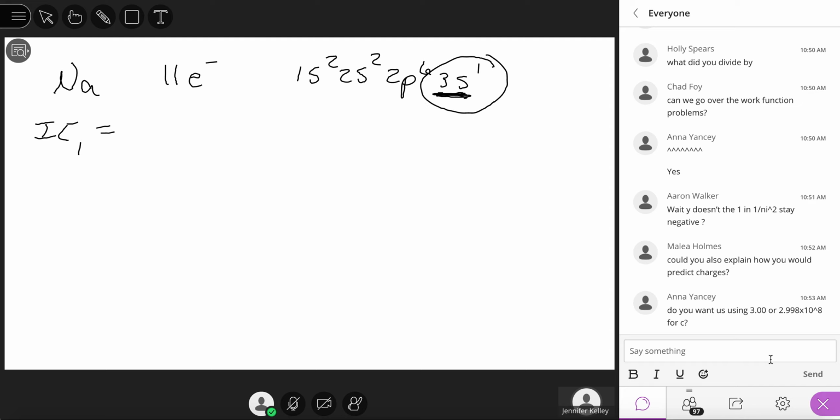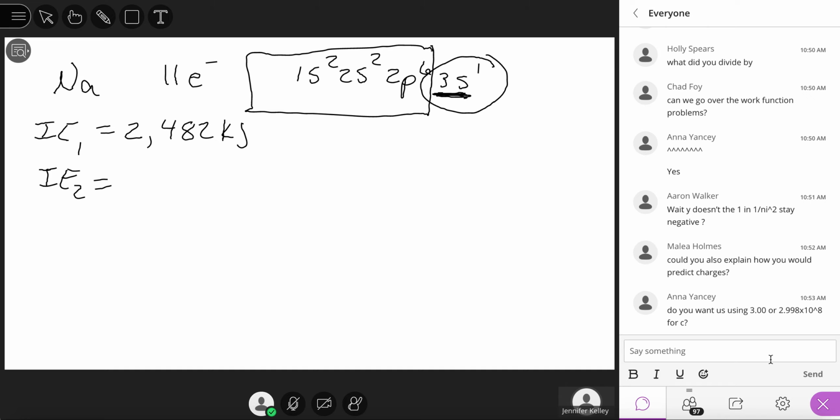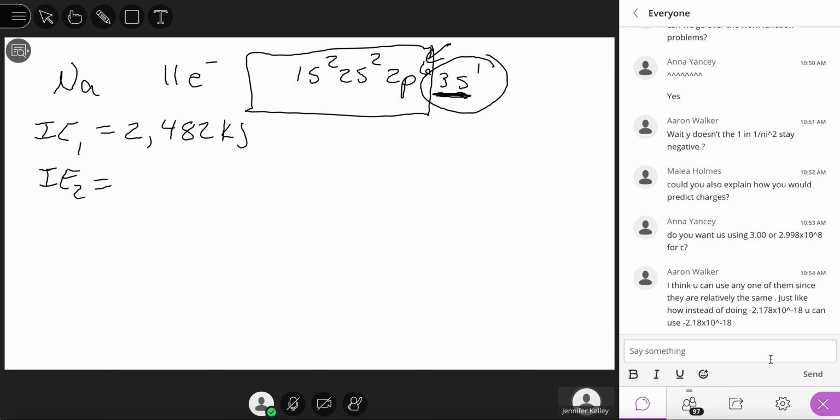So I would say that's, I'm going to make this number up, so don't write this number down and assume it's right, 2,482 kilojoules or something. If I then go and do ionization energy 2, at this point I've gone into the core. When I go into the core and remove an electron, the second ionization energy level jumps.